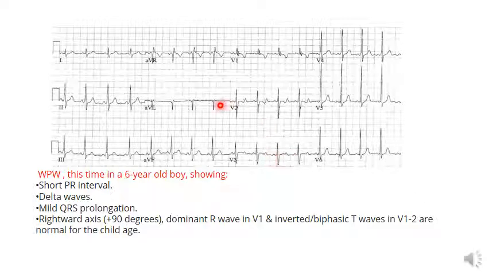This is Wolff-Parkinson-White syndrome in a 6-year-old boy showing short PR interval and delta wave, which is very essential. You look for the delta wave here, here, and here. Also in the tracing here, delta wave or shoulder wave, mild QRS prolongation, with right axis deviation, especially when you check lead I and aVF. Where is aVF here? This is positive and this is also mainly positive. So right axis deviation, dominant R wave in V1. Here, dominant R wave, and inverted biphasic T wave. V1 to V2 are normal for this.